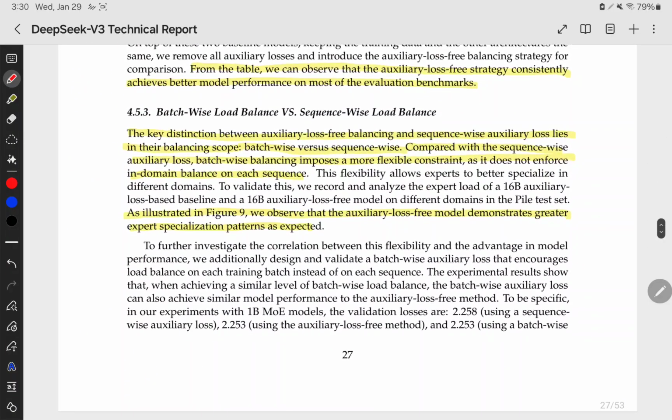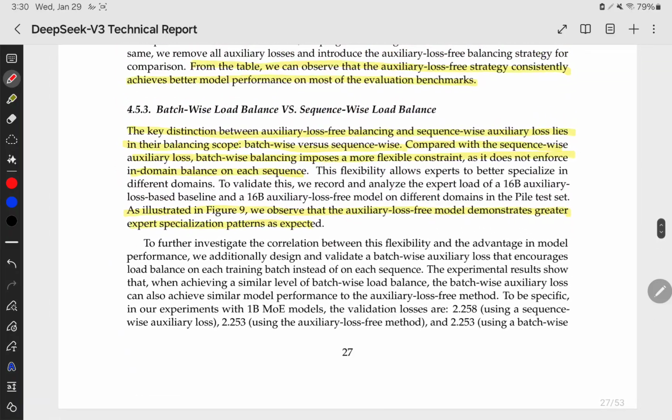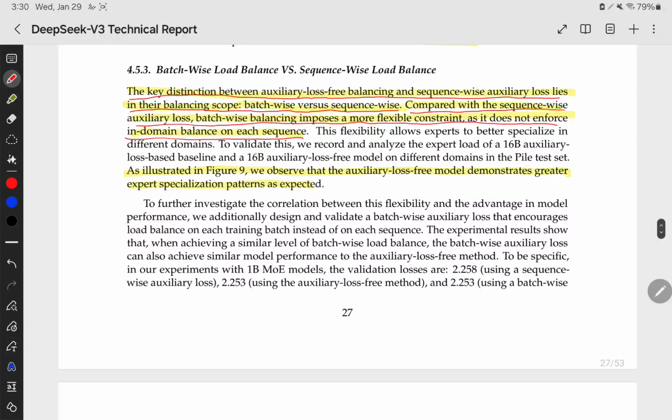So that's cool. They mention here the key distinction between auxiliary-loss-free balancing and sequence-wise auxiliary loss lies in their balancing scope, batch-wise versus sequence-wise. Compared with sequence-wise auxiliary loss, batch-wise balancing imposes a more flexible constraint, as it does not enforce in-domain balance on each sequence.